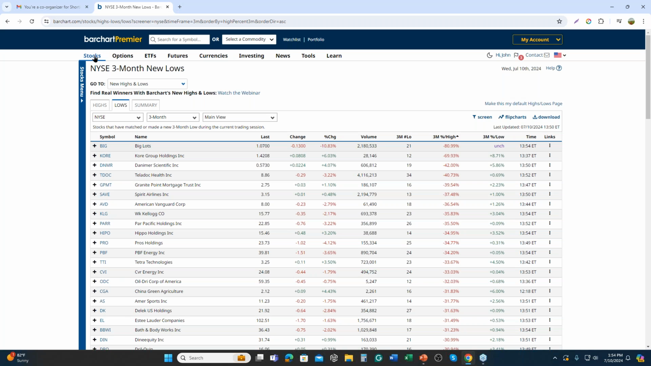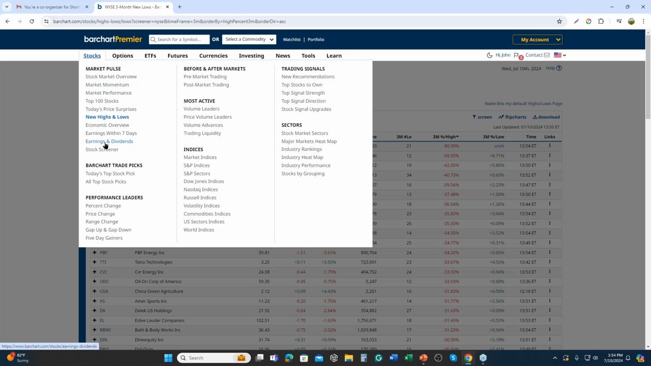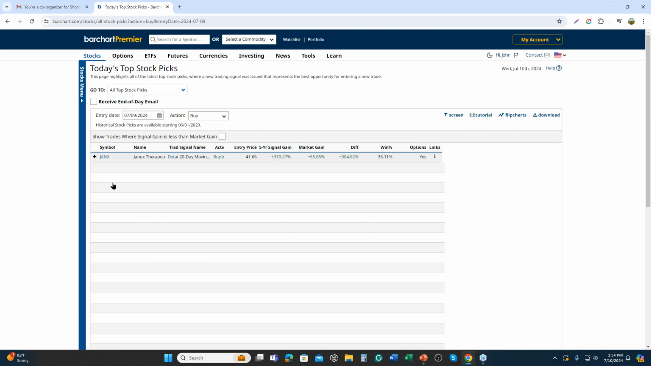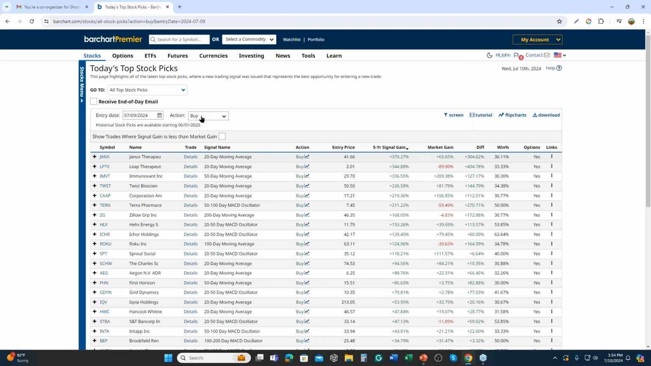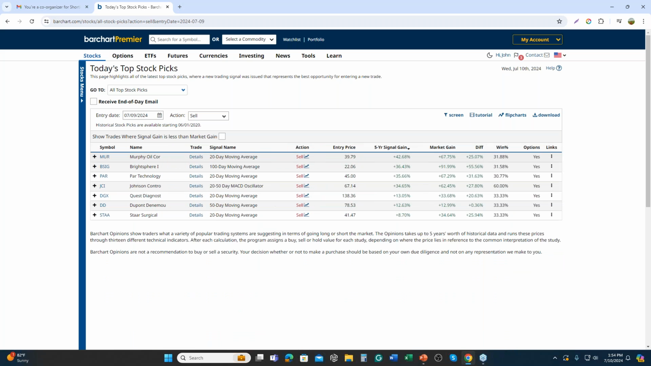All right, another resource that you can go to is All Top Stock Picks. What we're going to do here is change the action from buy to sell. And these are all stocks that are falling through a moving average or creating one of those moving average crossovers. One of my favorites is the 20 and 100 day.